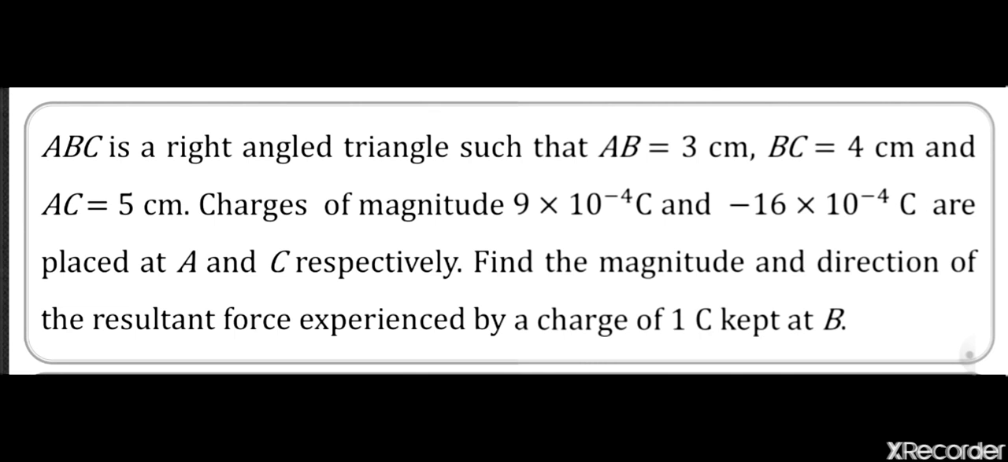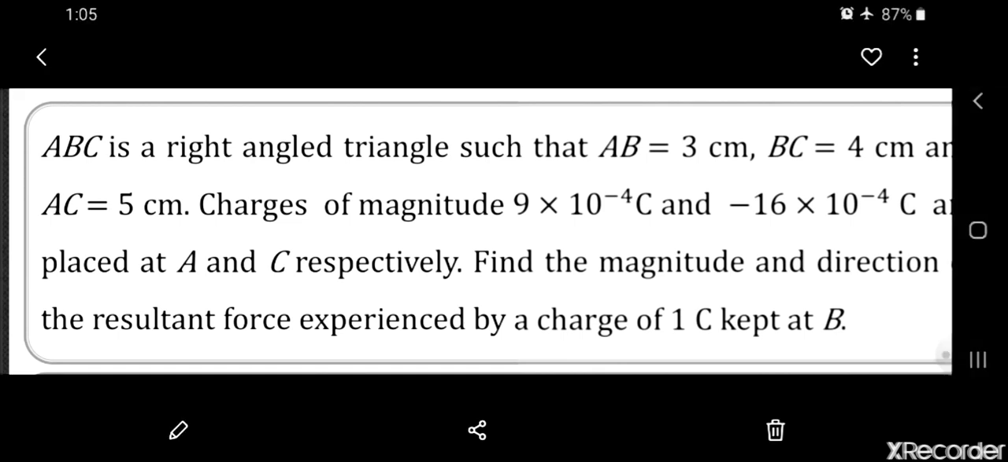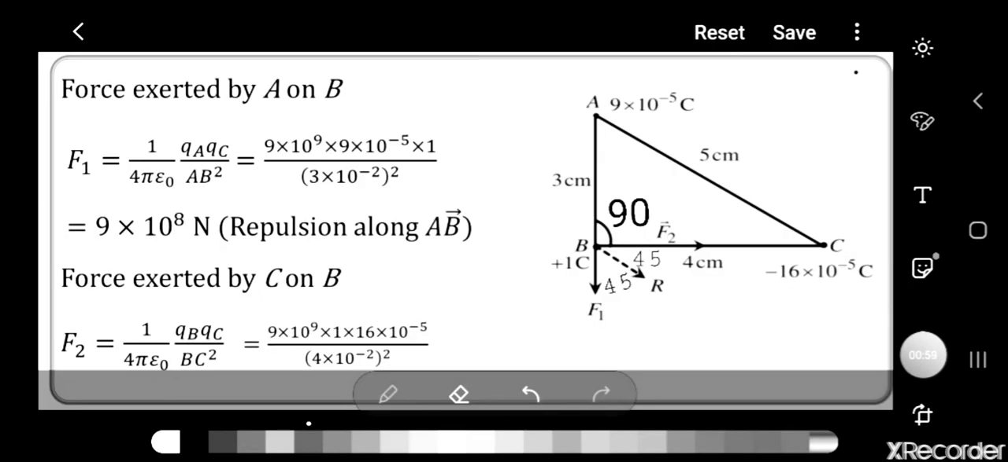So the given picture is the right angle triangle. ABC is a right angle triangle. All the side measurements are given, and the two charges 9 and minus 16 are kept at A and C, and at B we have placed a 1 coulomb charge. We have to find the magnitude and direction of the resultant force experienced by the plus 1 coulomb charge at B. Now look at the picture.